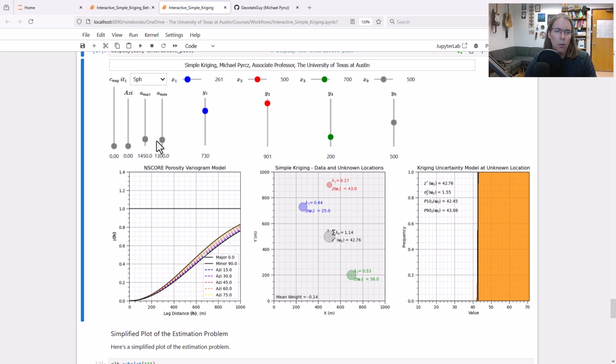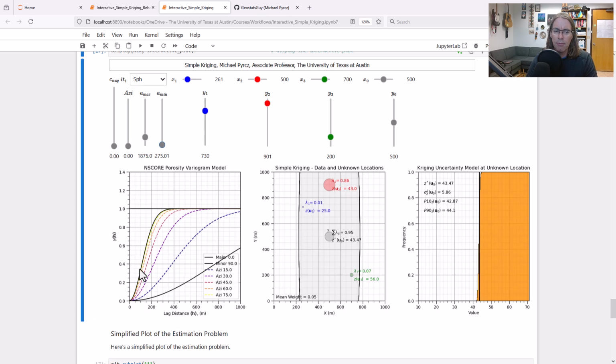We could play around with trying different anisotropy ratios. Right here, we could drop this down right about there. If you look at the variogram, you can see the minor direction, the major direction, and these are all the directions inferred in between using a geometric anisotropy model, the equation of an ellipse effectively.